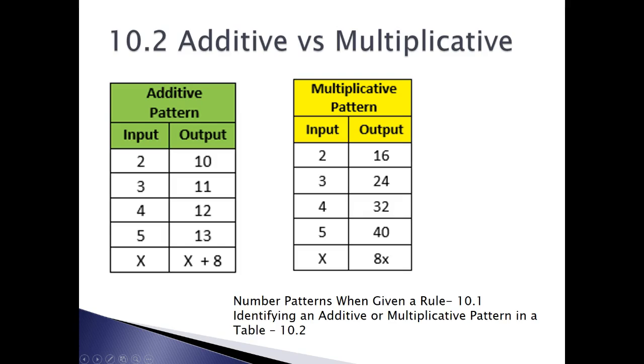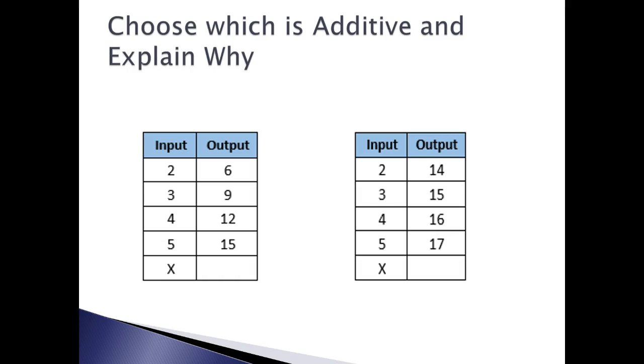Now the additive versus multiplicative patterns, this is in 10.2 actually. It starts in 10.1 a little bit with the rule, but then in 10.2 you actually put a label to it. So you can see that the green table is an additive pattern because you add 8 to it, whereas the yellow table is a multiplicative pattern because you multiply the x by 8.